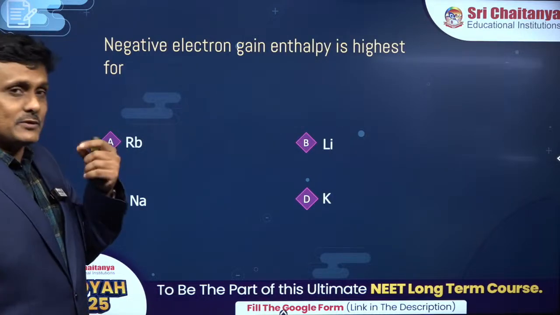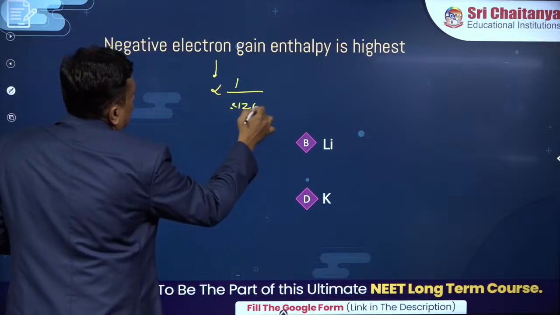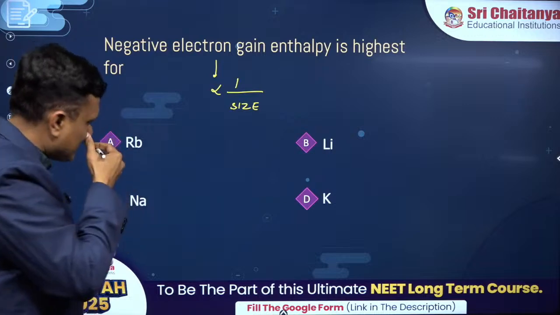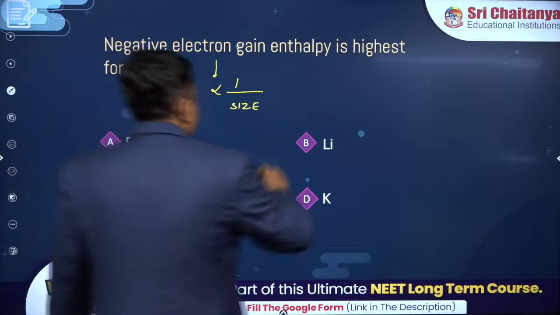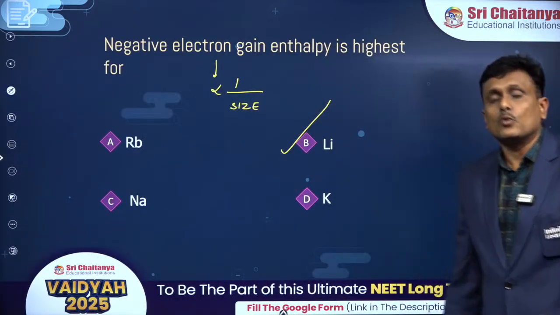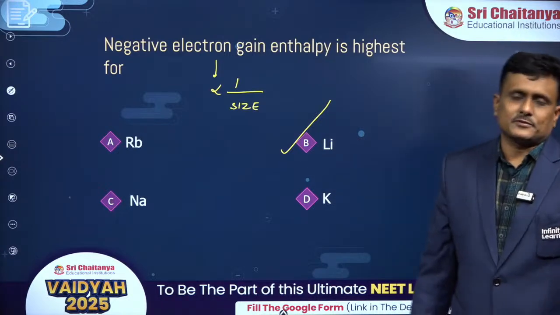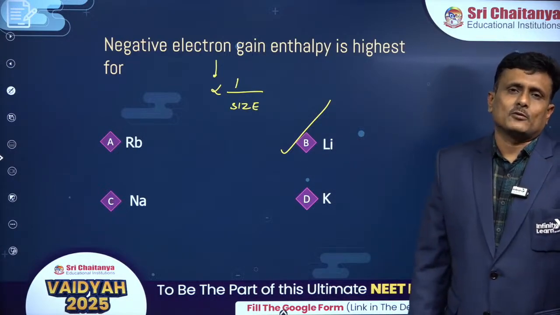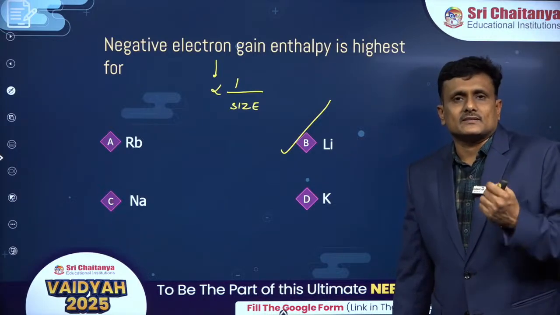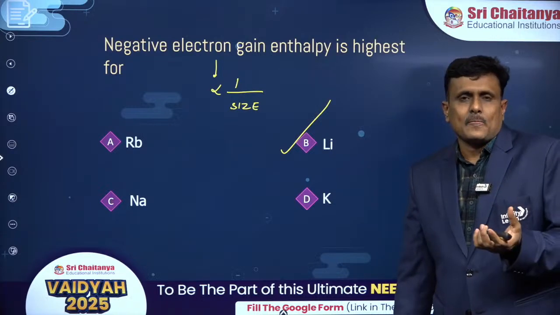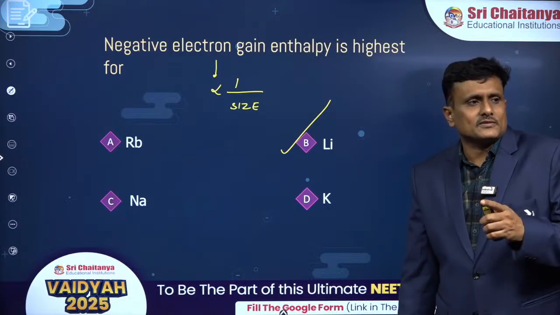Negative electron gain enthalpy: you know that electron gain enthalpy is inversely proportional to size. You can see the elements given all belong to the same group. Whichever is smaller has the more negative value. More negative means it accepts the electron very easily. Please don't get confused, the same will not happen with fluorine and oxygen. Fluorine and oxygen have less negative electron gain enthalpy because inside there are more electrons, so they repel. Lithium does not repel because it is a metal, electropositive.